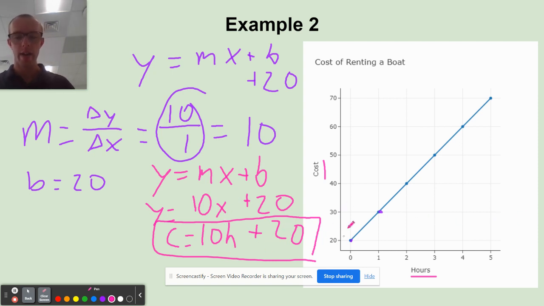If I said, hey, how much does it cost to rent it for 4 hours? You'd plug in a 4 to h, you do 10 times 4 plus 20. 10 times 4 is 40 plus 20, and you see right here is 60. So this equation helps show the relationship between these two variables. If you know how many hours there are, you can calculate the cost. If you know what the cost is, you can say how many hours they took the boat. So this should make the story pretty easy now.